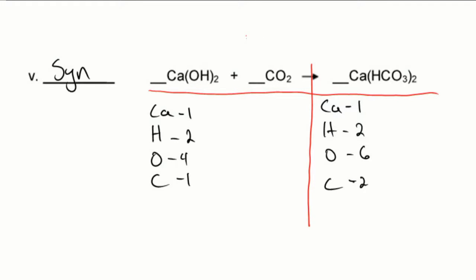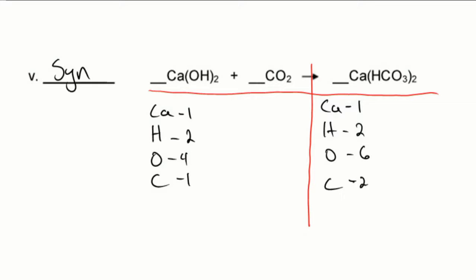So calcium's balanced, hydrogen's balanced, oxygen's my first problem. I have 6 on the product side and then only 4 on the reactant side. So just trying to think of a way to do this without upsetting the balance of things, but I can't. All right, I'm gonna just go for it and then I might have to go back and start all over again.